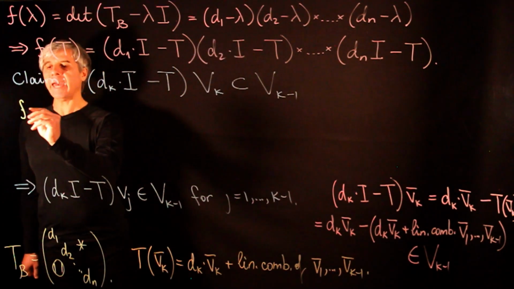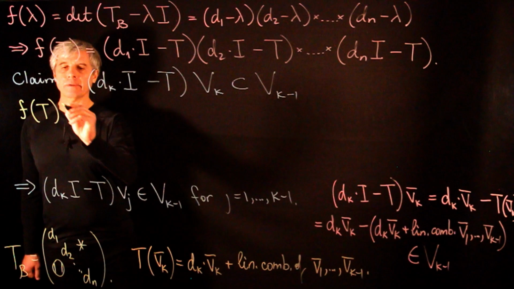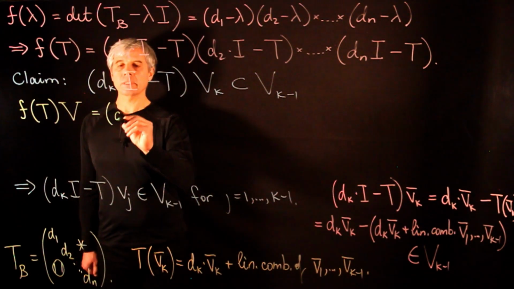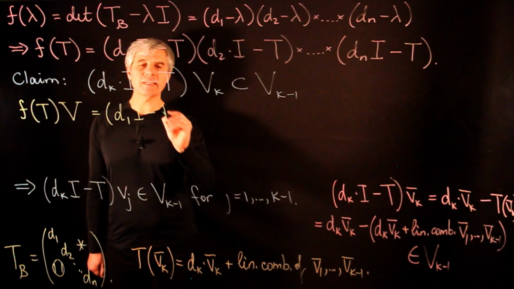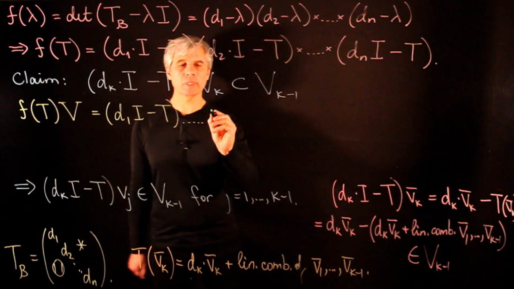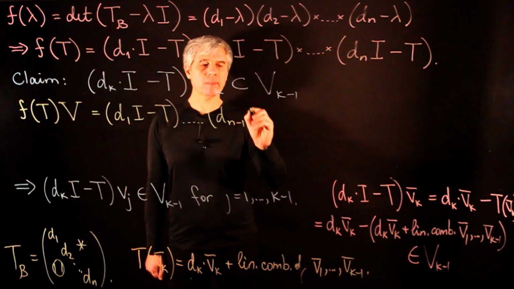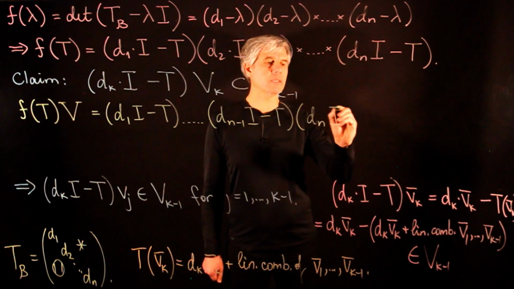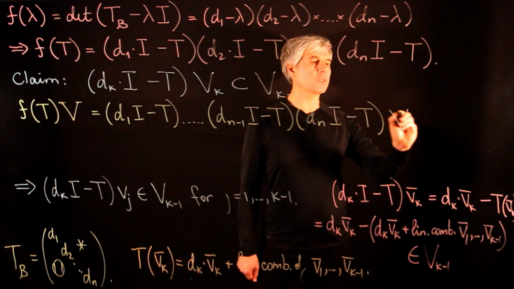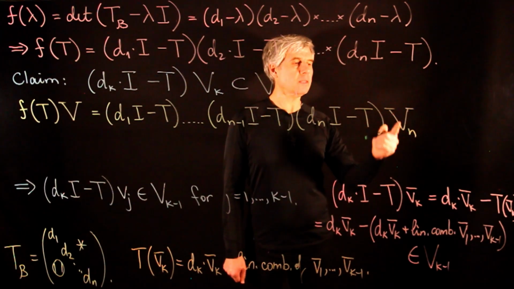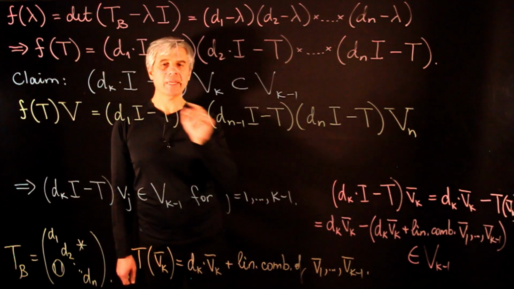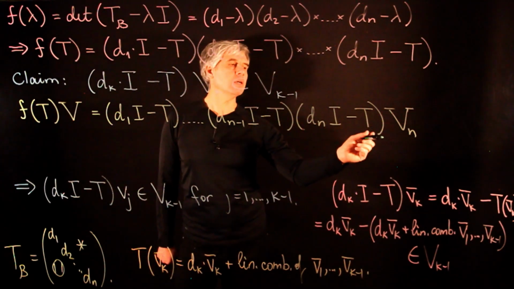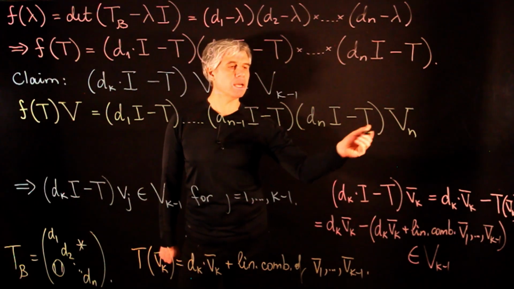Now, let us act on our vector space with operator f of T. This equals (d1 times identity minus T) times ... times (d(n-1) times identity minus T) times (dn times identity minus T) acting on the space Vn, because Vn is the whole space V. By our claim, when we act on Vn with dn times identity minus T, we drop into the previous space V(n-1).